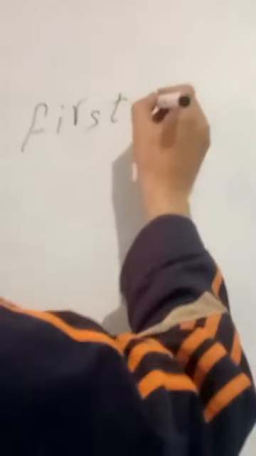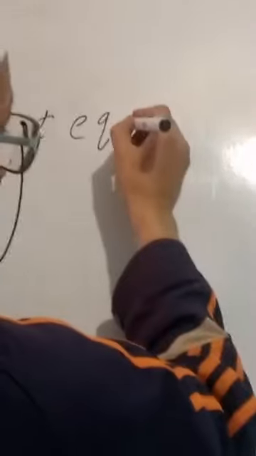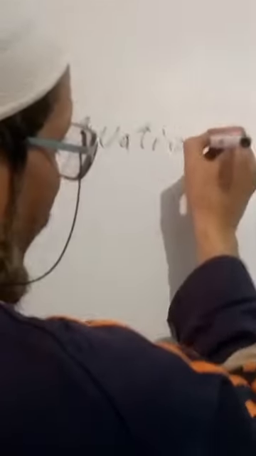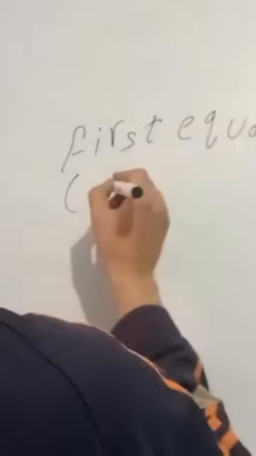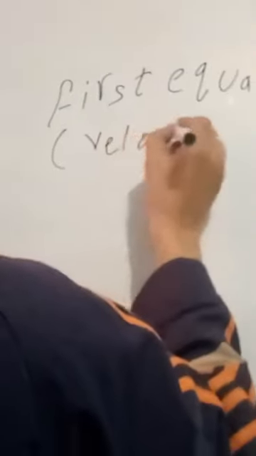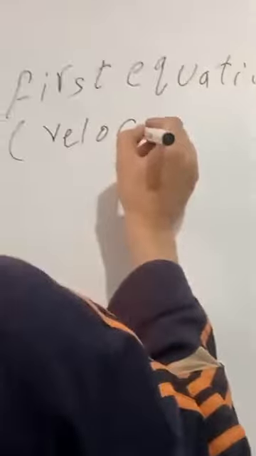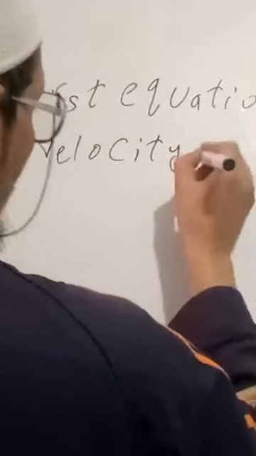Now we are speaking about the first equation, the equation of velocity and time. The first equation speaks about the relation between velocity and time.